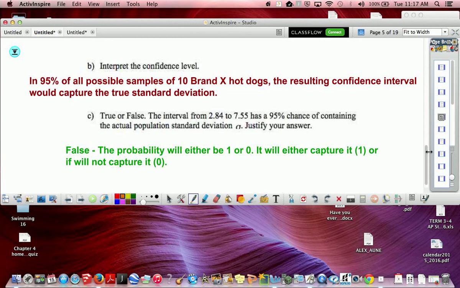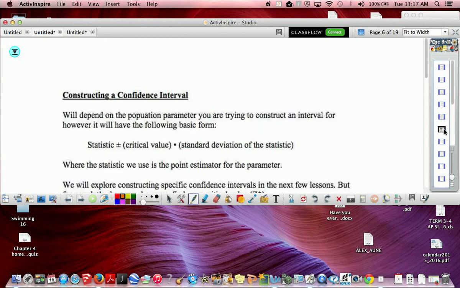All right, one page down. Let's move on to the second page. So how do we actually construct our confidence interval?